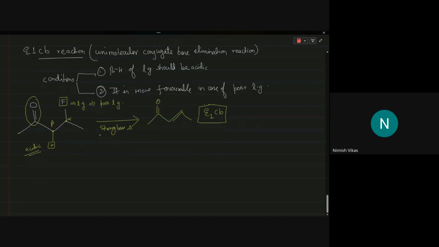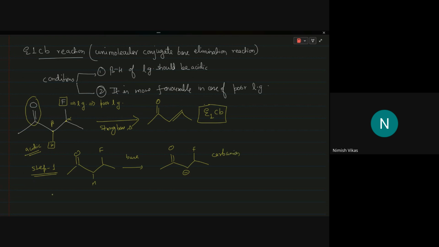If you want the mechanism, you can think in this particular way. It is a two-step mechanism, I'll tell it quickly. In step one, the base abstracts this acidic hydrogen. Whichever base you are using, in the presence of the base this acidic hydrogen is abstracted. I'm generating a carbanion over here, with F minus still attached. So in the first step, the carbanion has been generated.